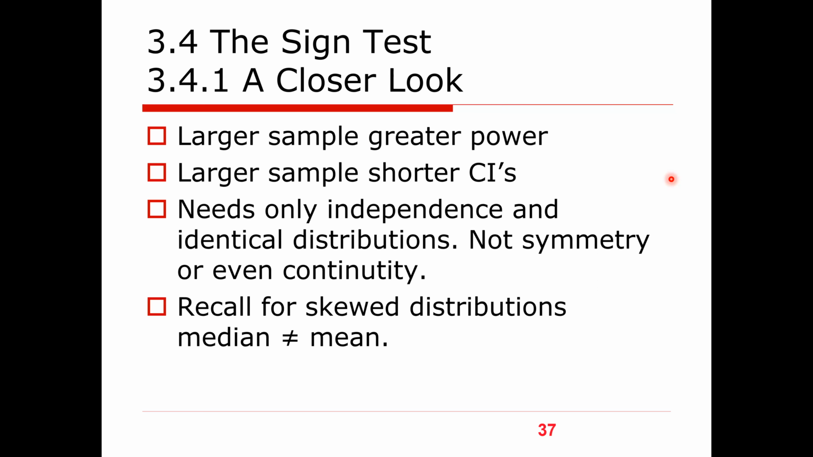For example, we could ask people their shoe sizes, and they are all incremental jumps. But for skewed distributions, we have to take care that a median isn't a mean. So a sign test is different.